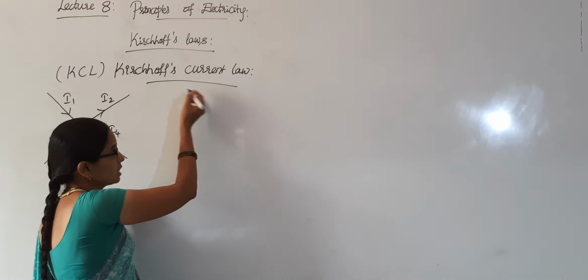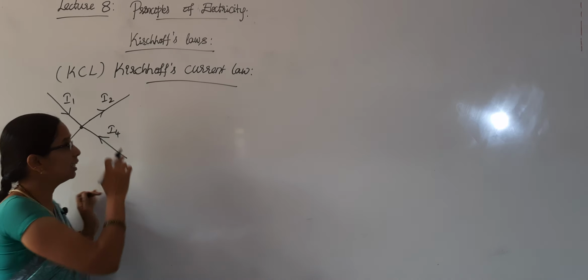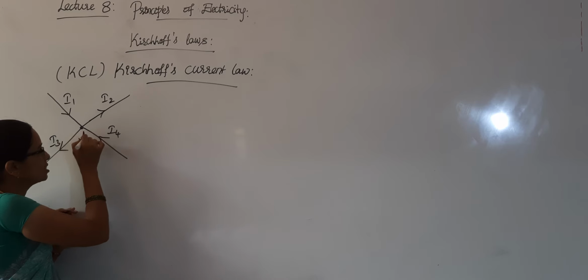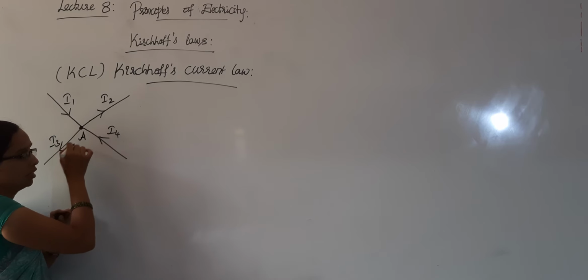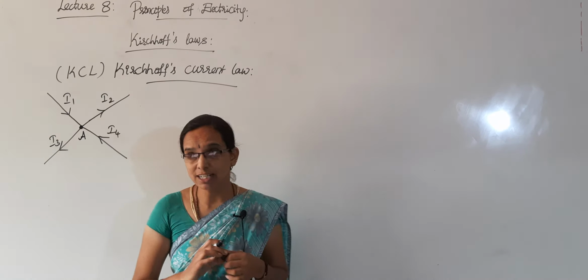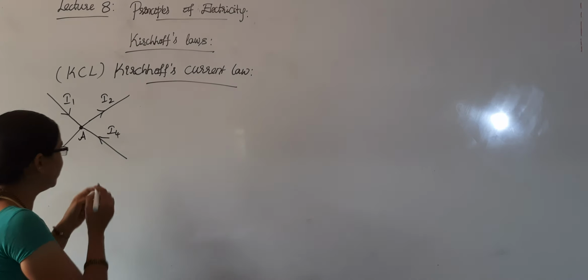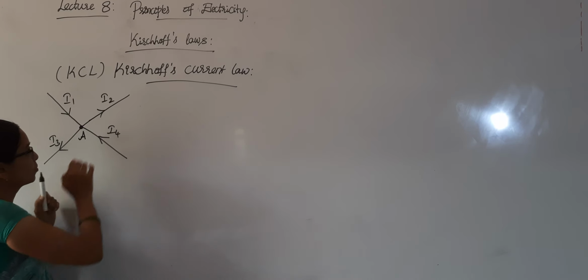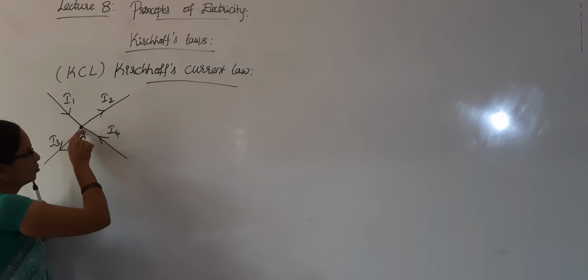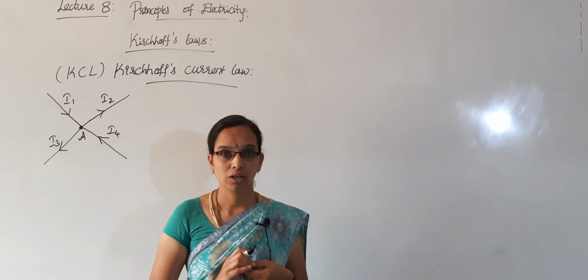Kirchhoff's first law, that is Kirchhoff's current law, tells us the algebraic sum of currents meeting at a node, let's call this node A, is 0. That means the sum of the currents entering the node, these two currents entering the node, is equal to the sum of the currents leaving the node.